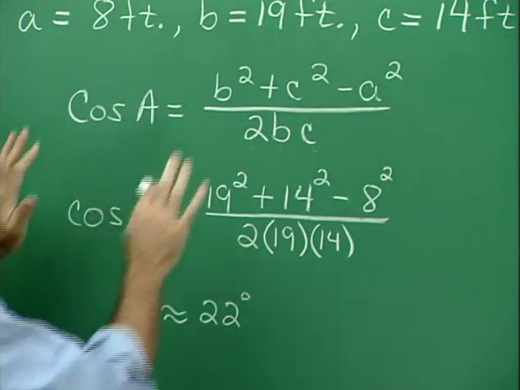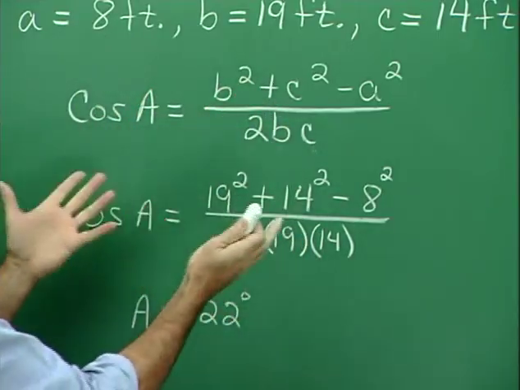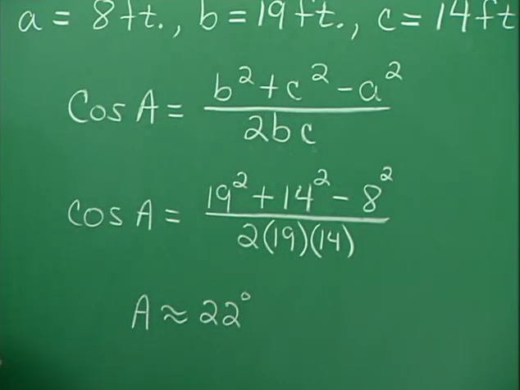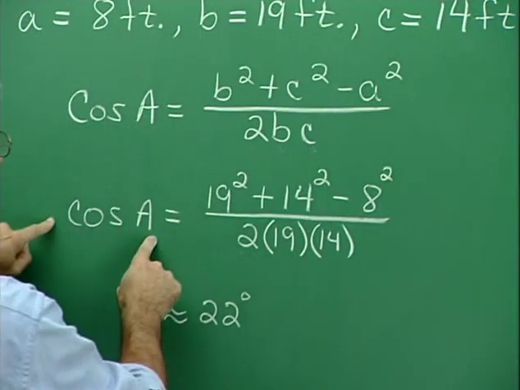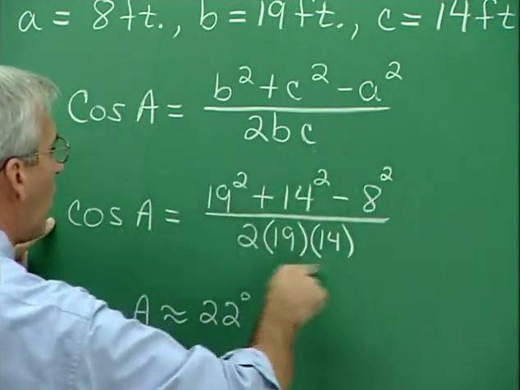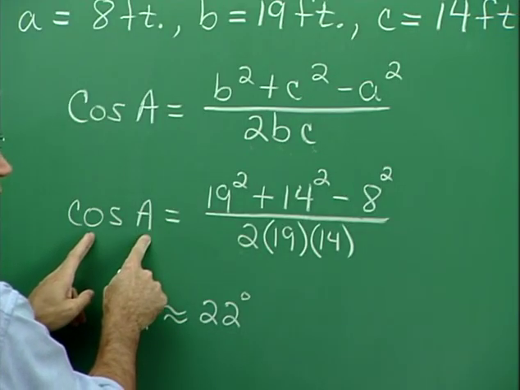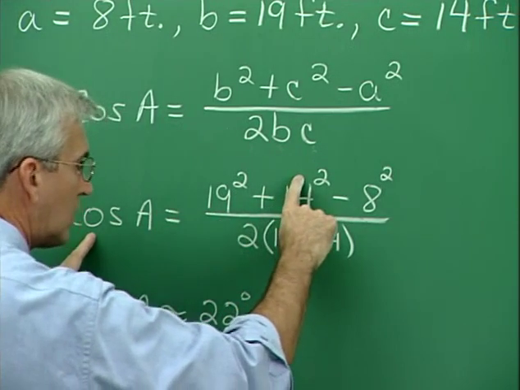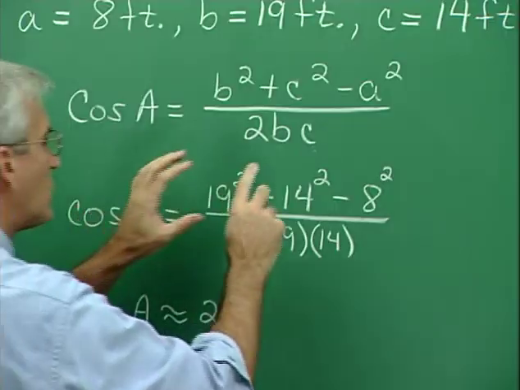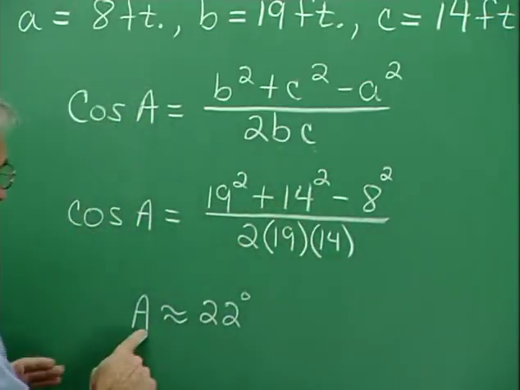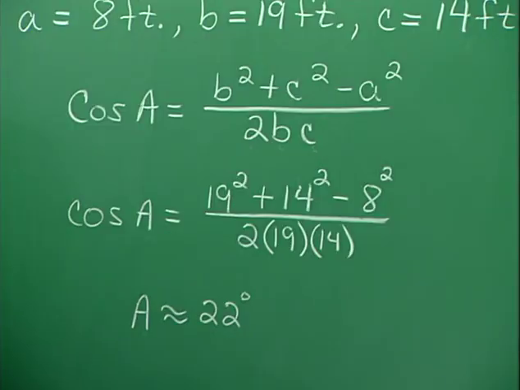Anyway, it's a matter of just replacing letters with numbers and punching the calculator pretty much. So we have cosine A would give us all of this business, and we want the angle whose cosine is this number. So we want inverse cosine of that number, and we find A then to be approximately 22 degrees. Okay, now what do we do?